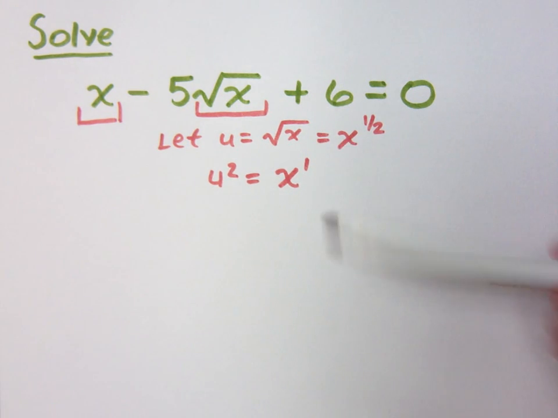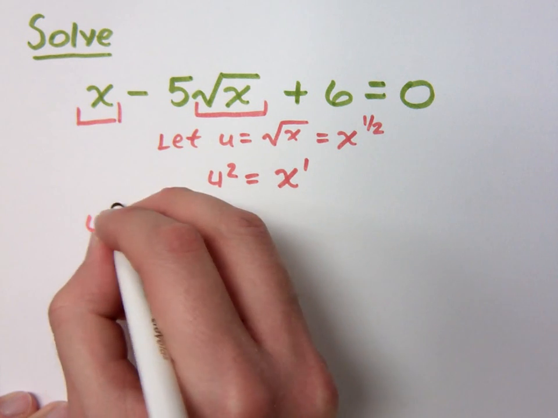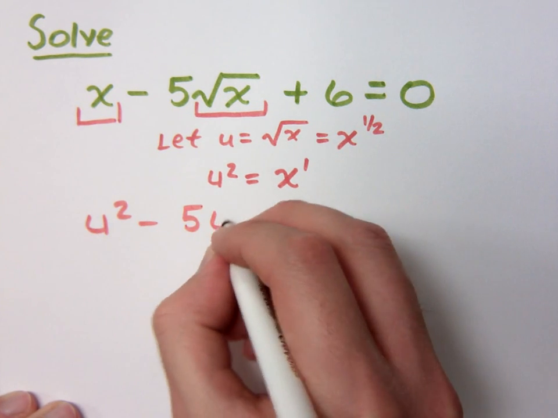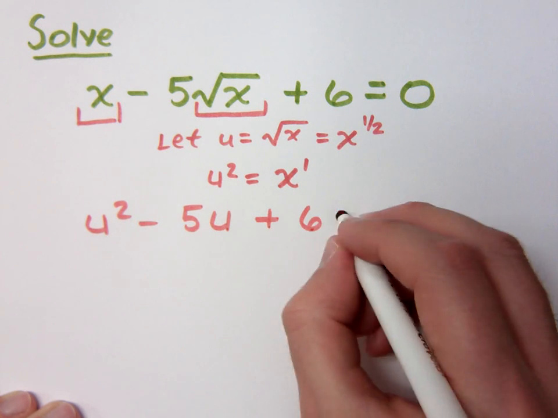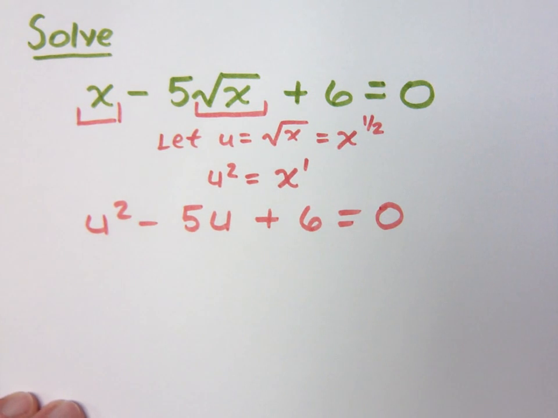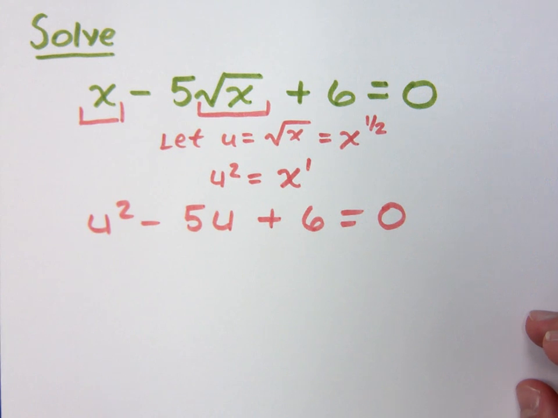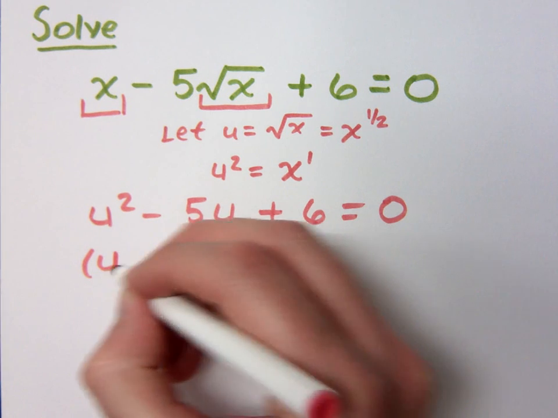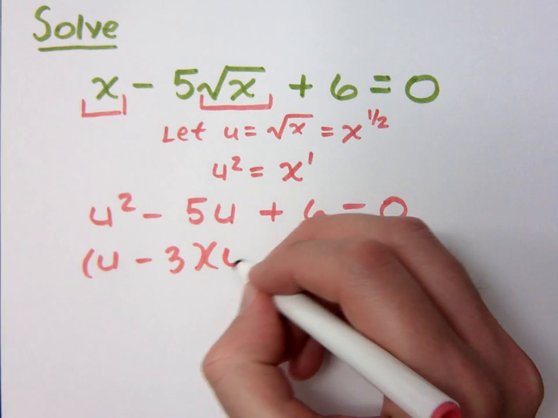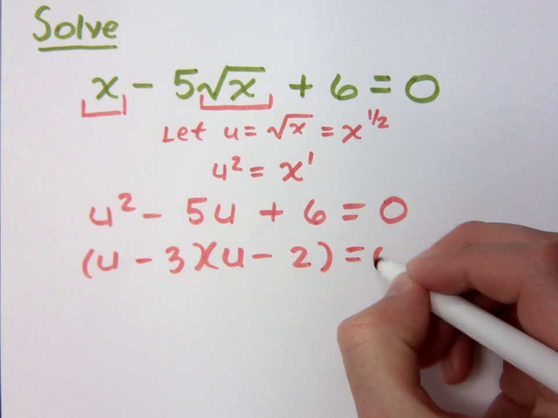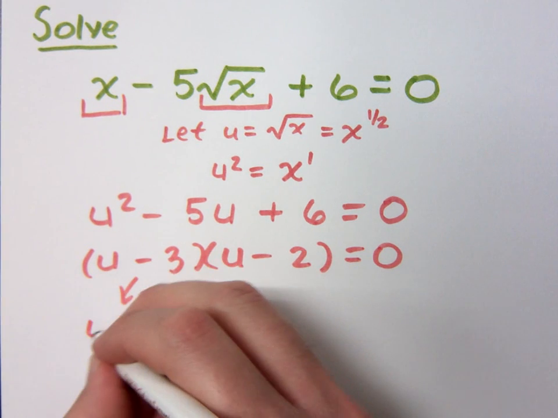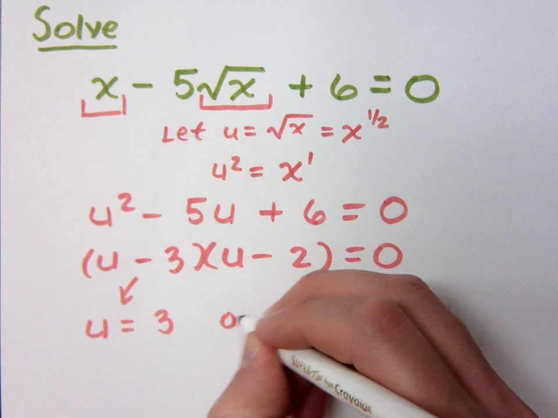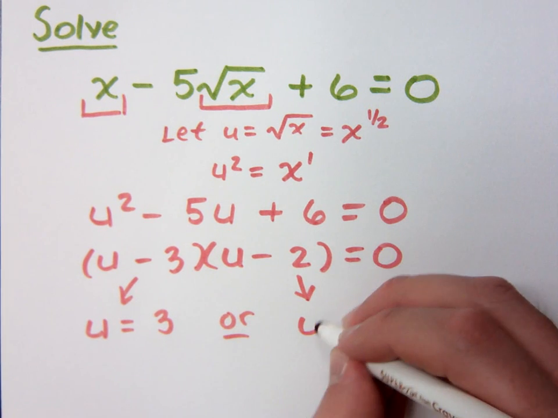So let me show you on this one. If I do a u substitution, then all of a sudden this becomes u squared minus 5u plus 6 is equal to 0. I don't have radicals to worry about. I have a nice equation that's quadratic, and I love things that are quadratic, don't you? How does this factor? u minus 3 times u minus 2 equals 0, so that means that u equals what? u equals 3 or u equals 2.